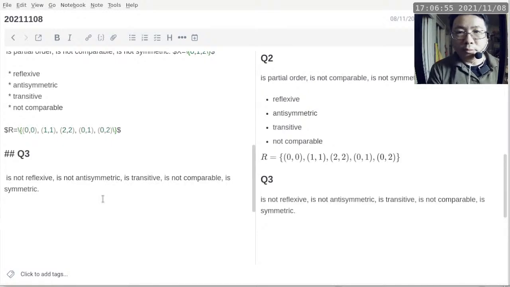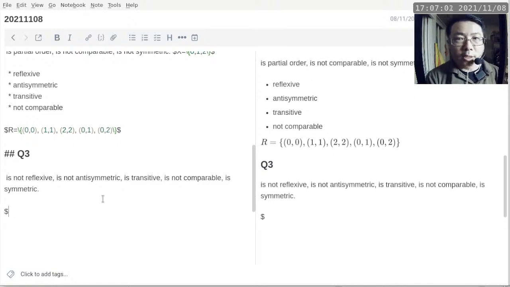All right, so not reflexive is pretty easy. We just have to make sure that one of the 3, 0, 0, 1, 1, 2, 2, is missing, and that's all we need. So I'm not too concerned about that. Not anti-symmetric means we're going to have 0, 1 and 1, 0 in it. That will make it not anti-symmetric. We want it to be transitive. We want it to be not comparable, and we also want it to be symmetric.